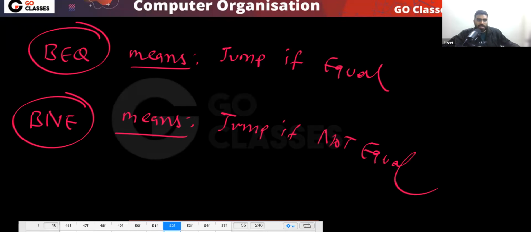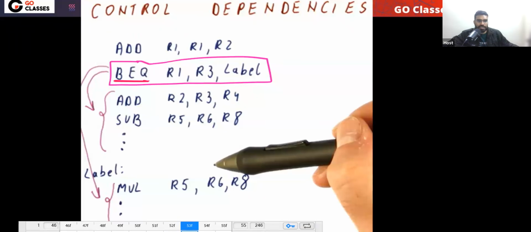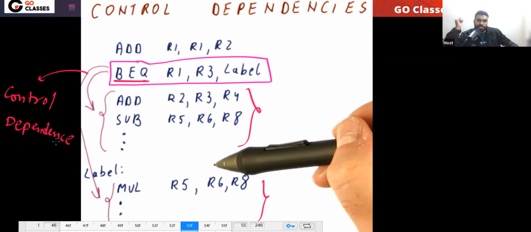Okay, so you can easily see that the point is very simple: if you have a branch instruction, then whether to execute these instructions in the memory or those instructions in the memory, we do not know. So that is called control dependence. All the subsequent instructions are control dependent. I hope this point is clear.